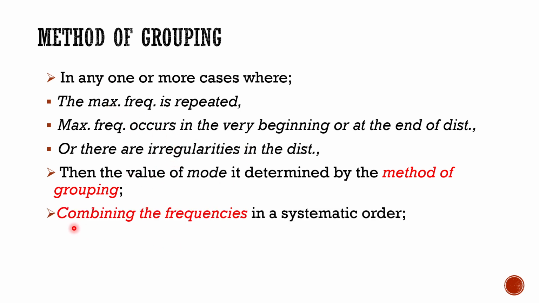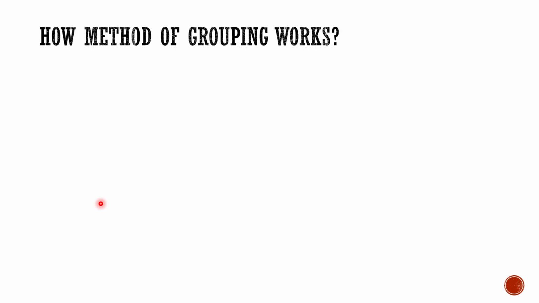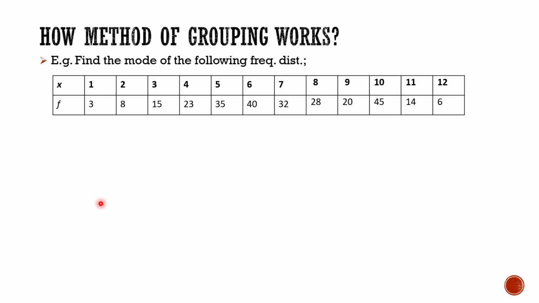Now, what does the method of grouping mean? It is combining the frequencies in a systematic manner. How do we do the method of grouping and how does it work? First of all, we'll have an example by which you can understand how this method of grouping works. This is the frequency distribution we have. As you can see, we have x values from 1 to 12 and frequencies for the corresponding x values.